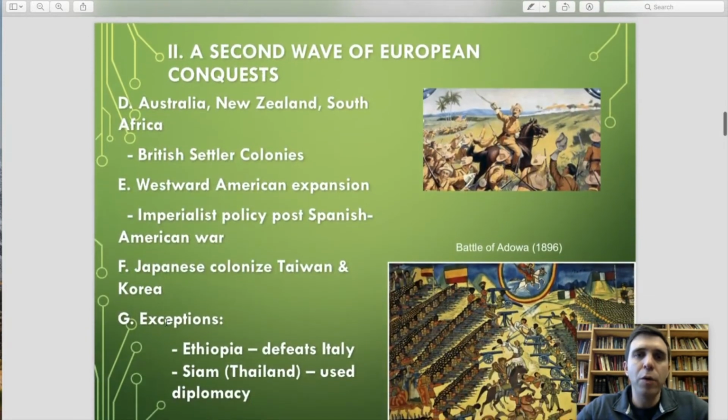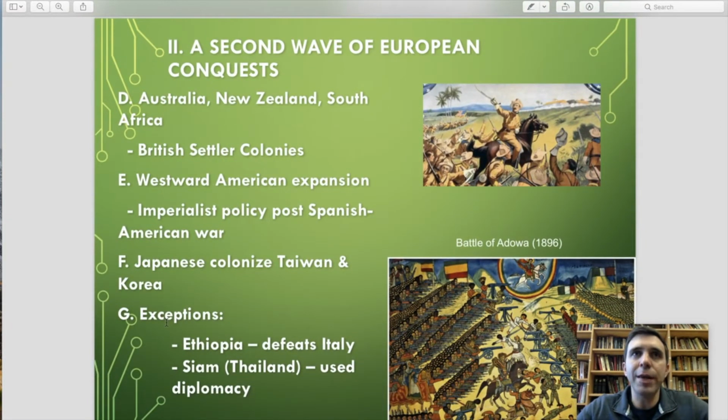So not all of these colonies are going to be heavily settled. So we saw the British, when they colonized the Americas, it was like a settler colony where a lot of British came over and lived, started families, all that. That happens in other areas for the British as well, in Australia, in New Zealand, and in South Africa. And as we get further along, we'll look into more specific examples there.